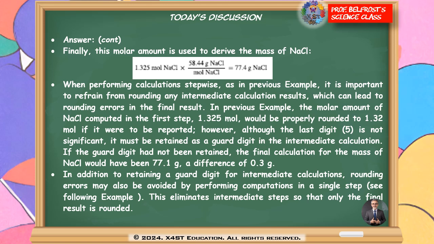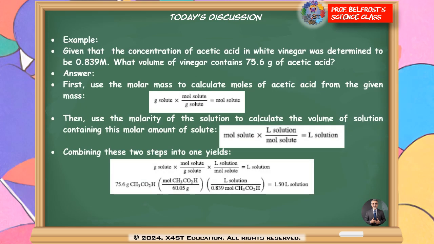Another example. I want you to read the note; there are too many for me to read. What volume of vinegar contains 75.6 grams of acetic acid? It's actually very easy. First, do some conversion as shown in the slide, and it gives us 1.50 liters of solution.